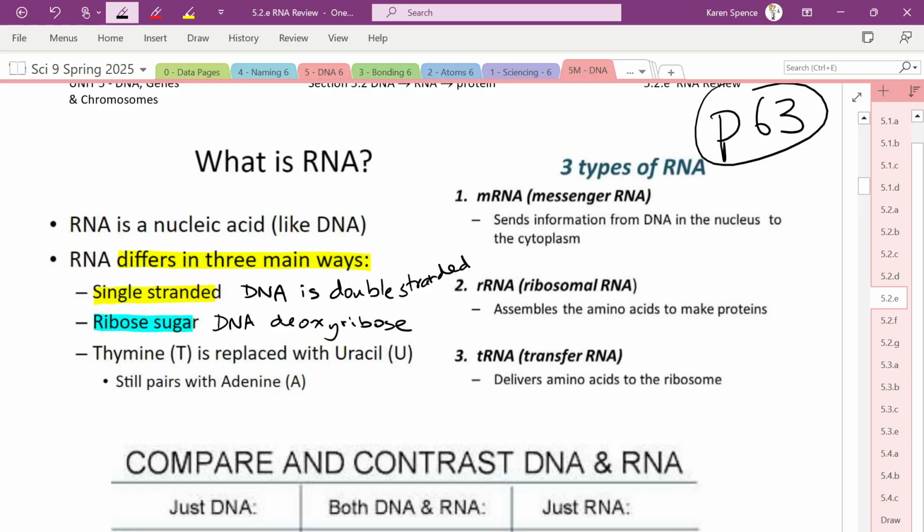Now, one of the things that's going to happen on Monday's quiz is that I'm going to ask you to compare and contrast DNA and RNA. So you'll need to tell me things that are the same and things that are different. Now, I want to tell you how to do that, because a lot of people struggle with it. I'm going to give you an example and this will actually be on the test.